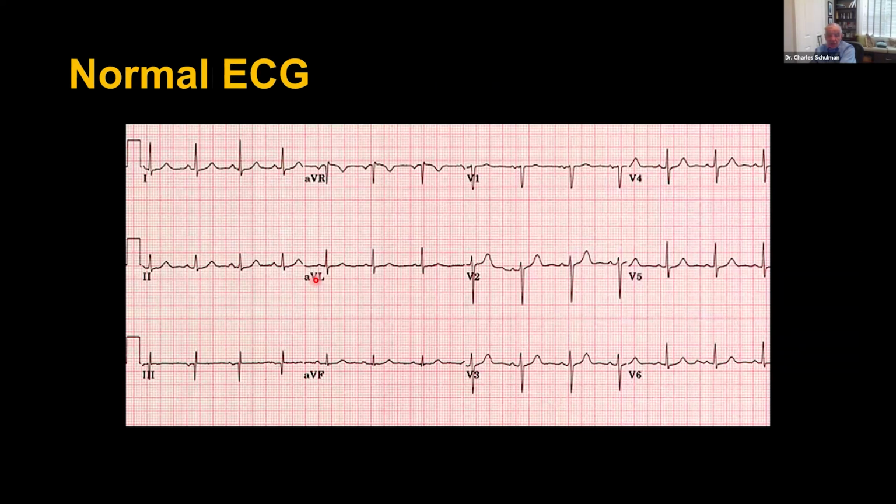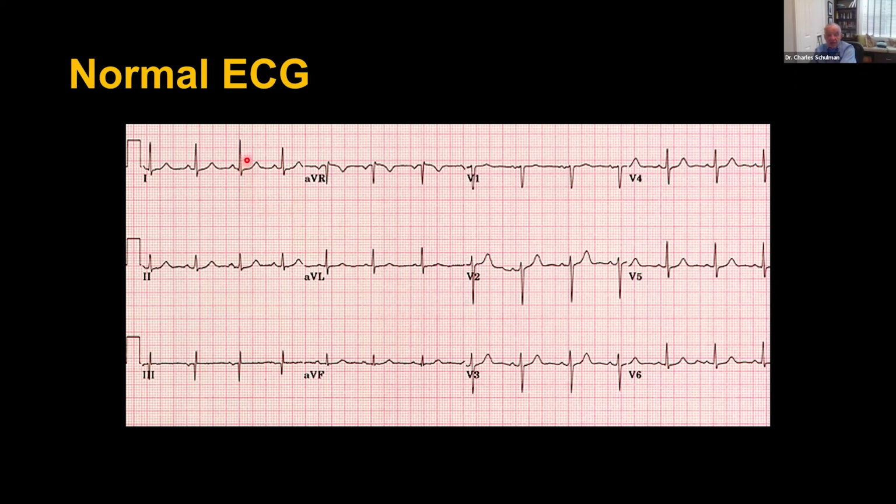Okay, here's a normal ECG. So we start by describing the rate and the rhythm. The rate is normal. The rhythm is sinus rhythm. You have positive P waves in 1 and 2, and AVF, meaning that the atrial depolarization is traveling away from the right arm and toward the left arm and toward the foot. That is, it's traveling downward in that direction. Okay, so that's sinus rhythm.